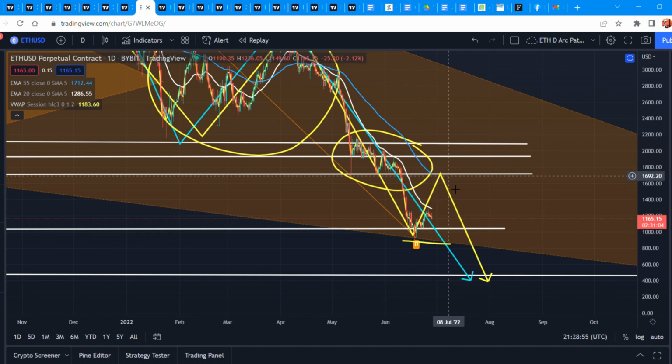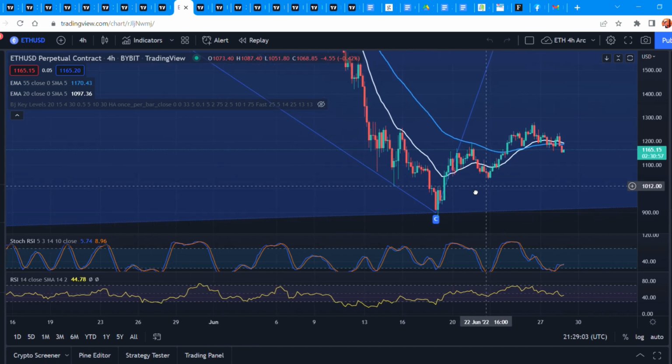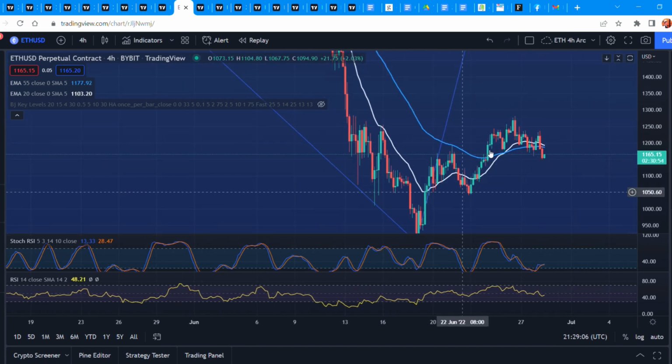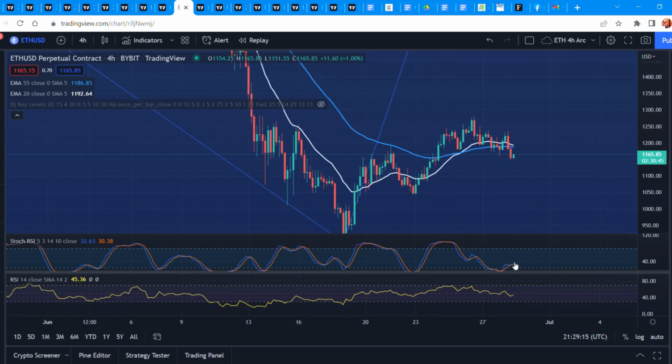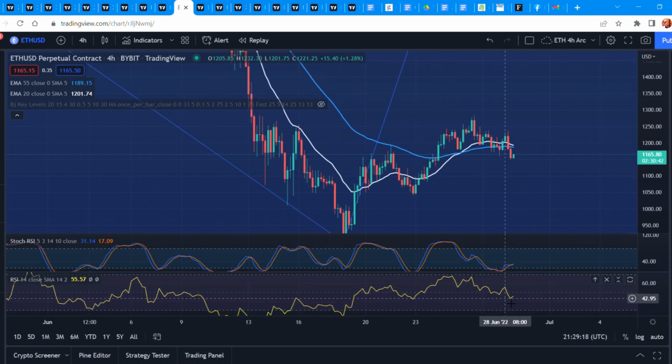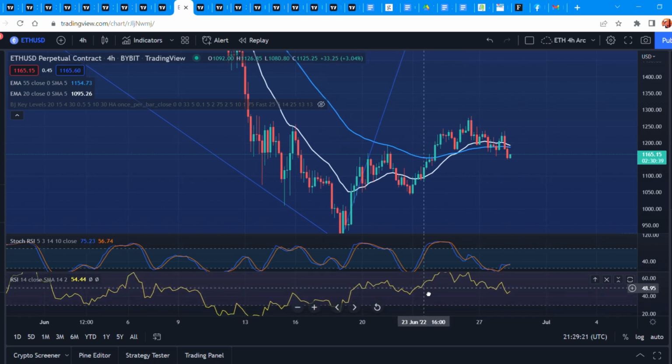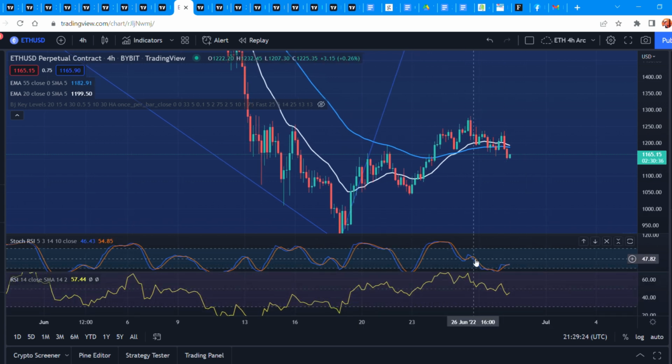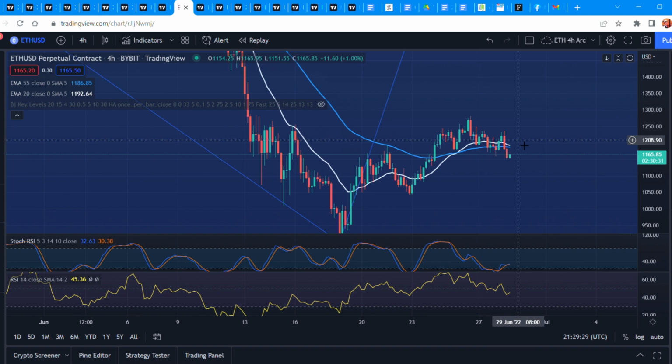Where am I on the daily? I've hit a bottom and I'm going up. My next question is, where am I on the 4-hour? On the 4-hour, it seems like I've come up and then I got rejected, and I seem to be in between, going up and down, literally. The stochastic is going up and the regular RSI is going up. I can see there's a nice lift in momentum in the stochastic RSI and the regular one. The 20 hasn't yet crossed over the 55, so there's still hope that this might take off upwards.